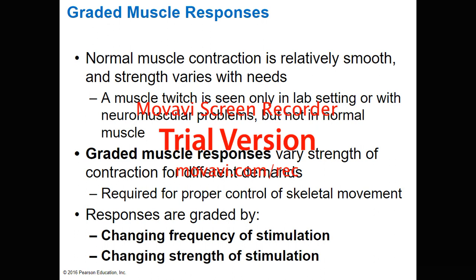Graded muscle response varies the strength of contraction for different demands. It is required for proper control of skeletal movement, and the response is graded by, you can change the frequency of the stimulation. The greater the frequency, the greater the stimulation, or you can change the strength of the stimulation.